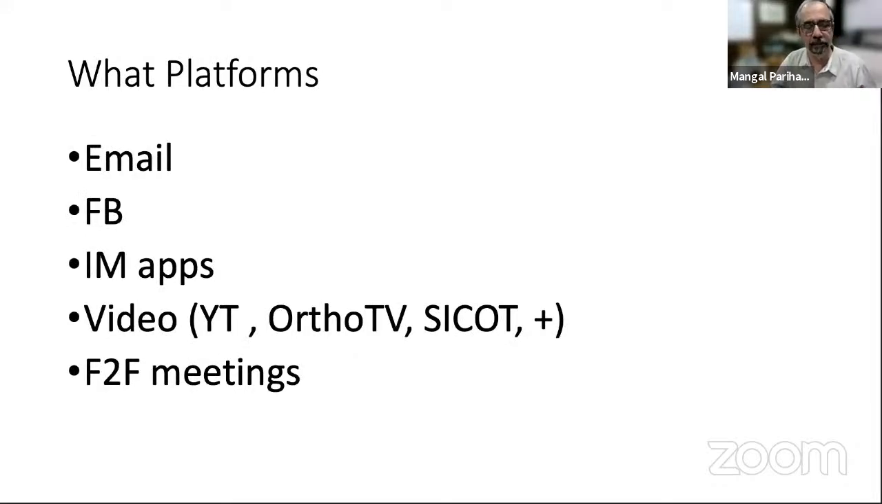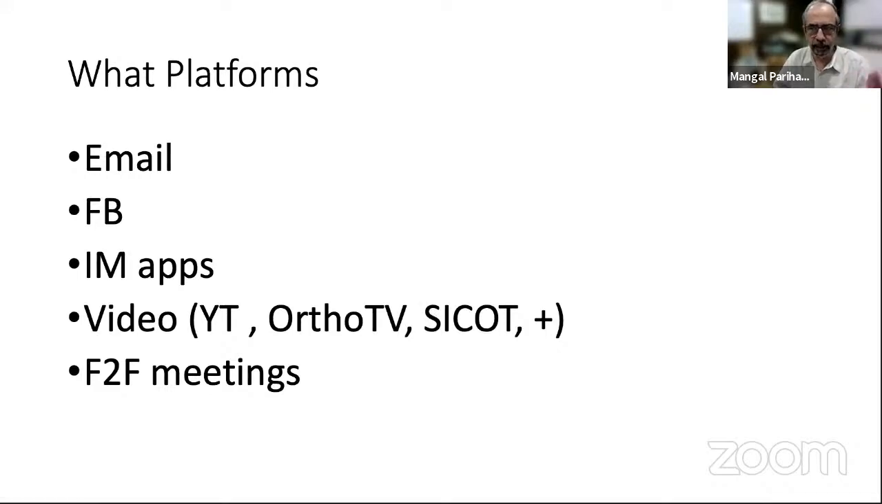So I'm going to talk about these few platforms which are, I think, relevant in terms of spreading knowledge and techniques that we are using, especially in our resource-limited environments. Email was one of the first things that came up with the internet. Today, Facebook is a place where a lot of people tend to interact. Then instant messaging apps like WhatsApp, and probably what I consider most important is video, with things like YouTube, Ortho TV, even CCOT has its own TV channel kind of thing.